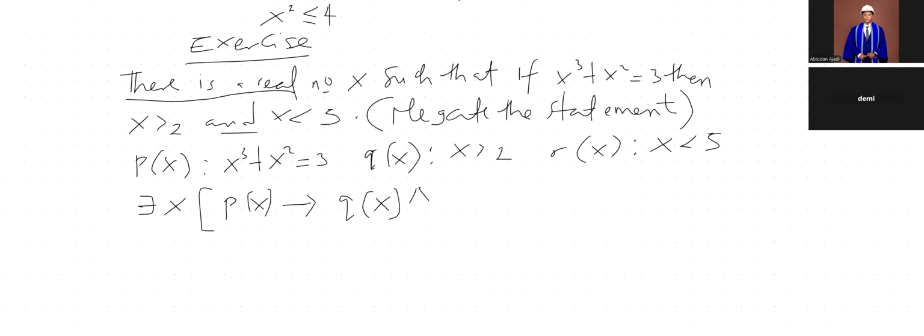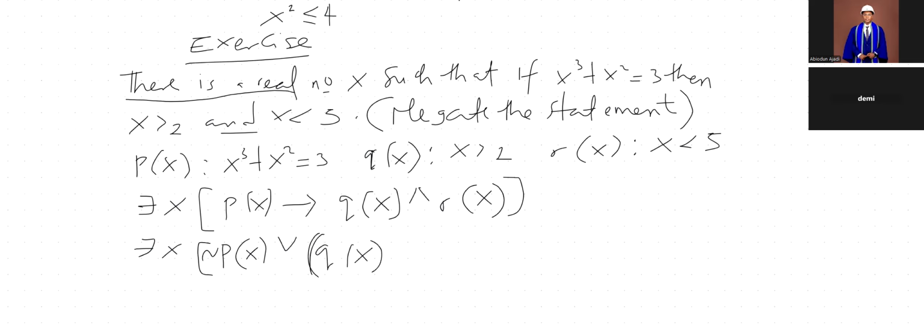So you know that this is the same thing as here: there exists x, p of x, then are we going to have and or? Or. So in this case, this is going to be the negation, not p of x, or q of x and r of x. Then we have to negate this.